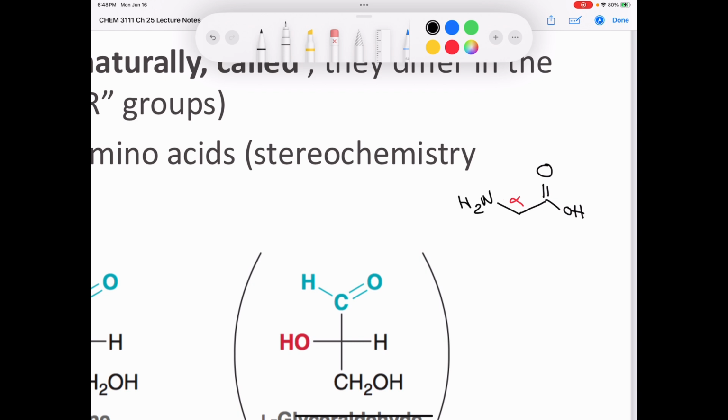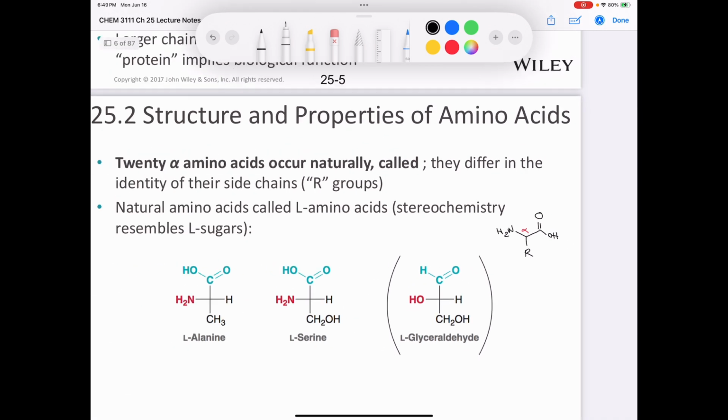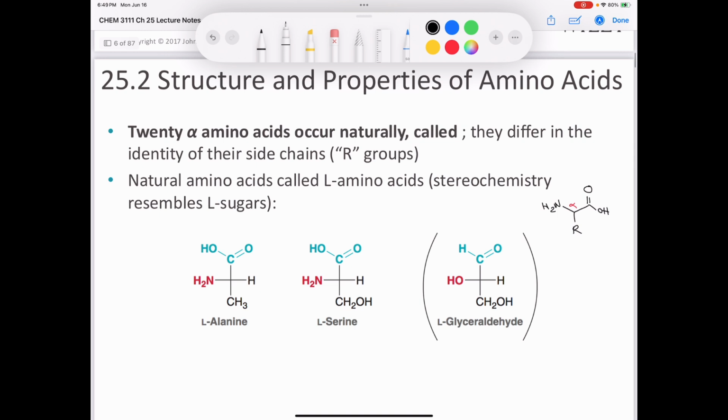And we said the R group attached to the alpha carbon, depending on what the identity of the R group is, is going to dictate what amino acid we're dealing with. And so you see some different R groups here. Here they're drawn as Fischer projections, but you can see that when the R group is a methyl group, we have alanine. When the R group is a CH2OH, it's serine.